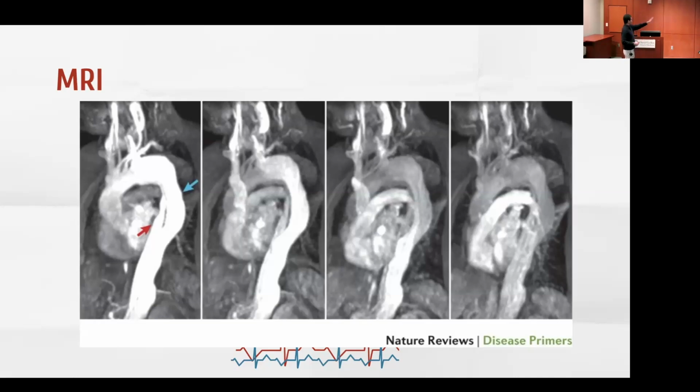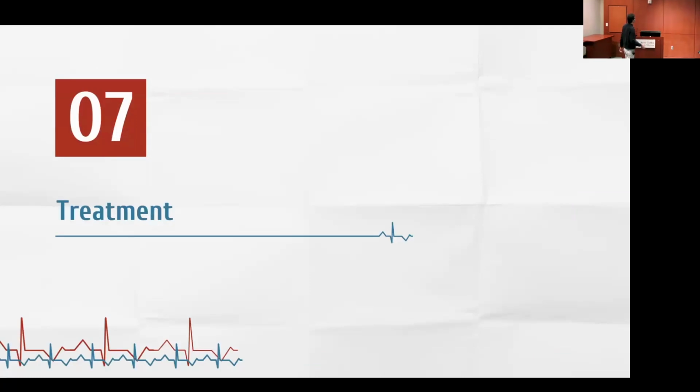And so from left to right, when you do the imaging, you can see the movement of the blood in the true and false lumen. Again, MRI is advised instead of CT to avoid ionizing radiation. So this is more done for younger patients.